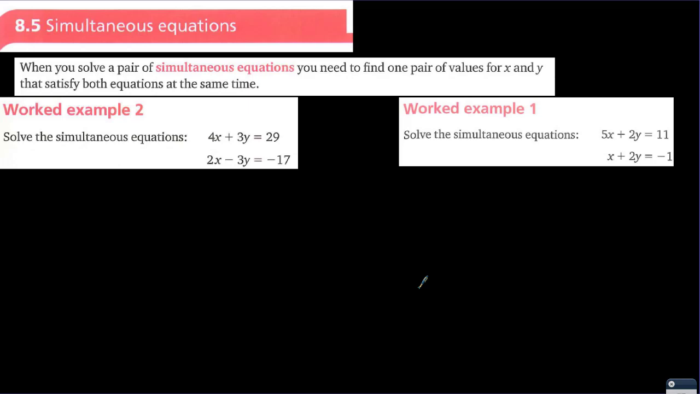Hi dear students, in this video we are going to learn how to solve simultaneous equations. Here, when we have two equations and they have the same solution, we call them simultaneous equations.